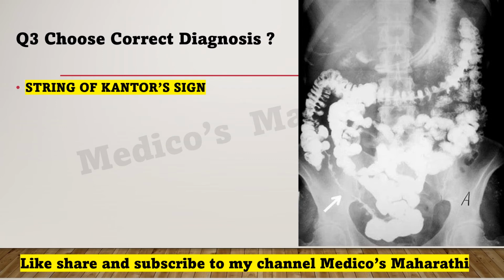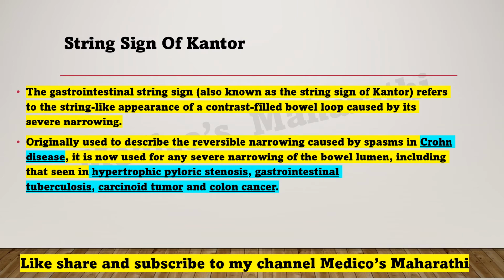Now we must also know where we can see it except Crohn's disease. Crohn's disease में देख सकते हैं, उसके अलावा भी कहीं देख सकते होंगे ना. Yes, we can. But here we go. Gastrointestinal string sign, also known as string sign of contour, refers to the string-like appearance of a contrast-filled bowel loop caused by its severe narrowing.